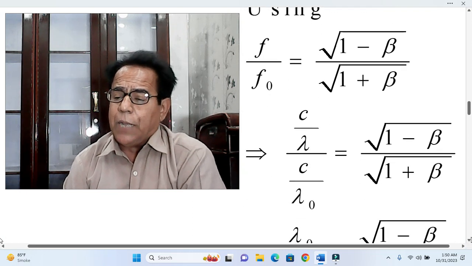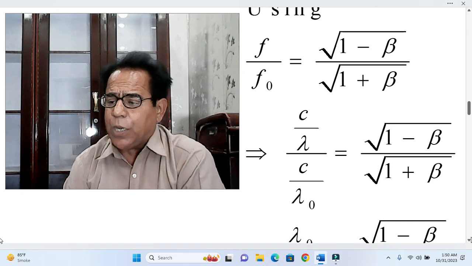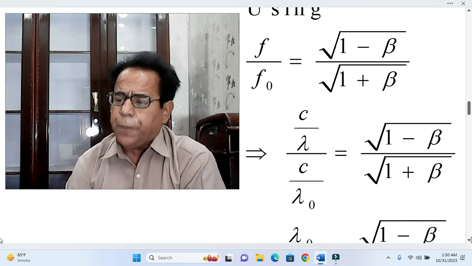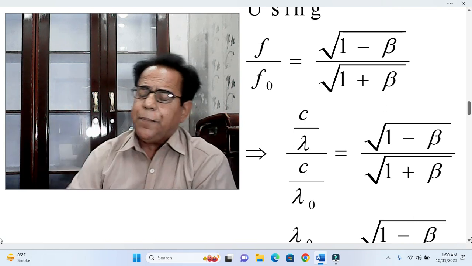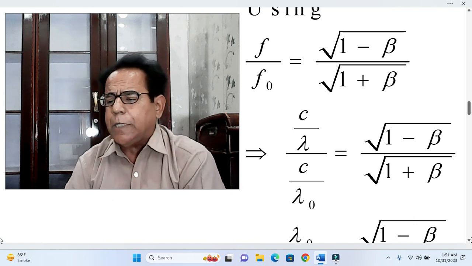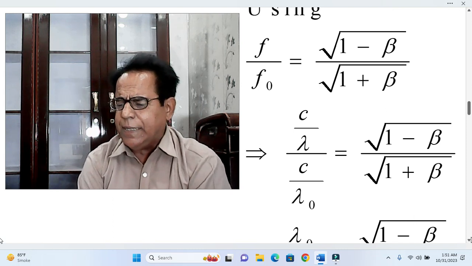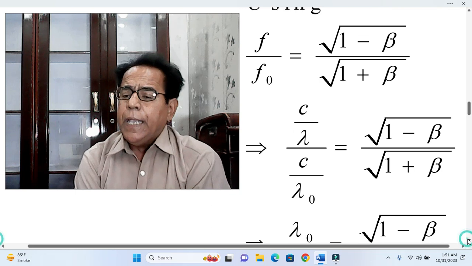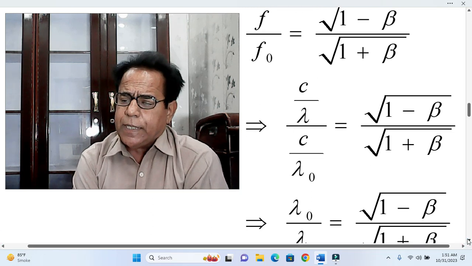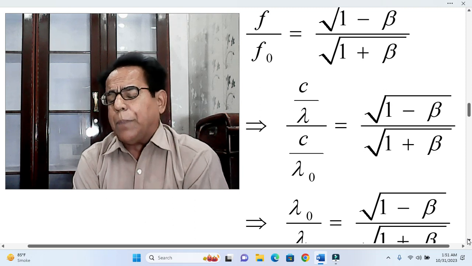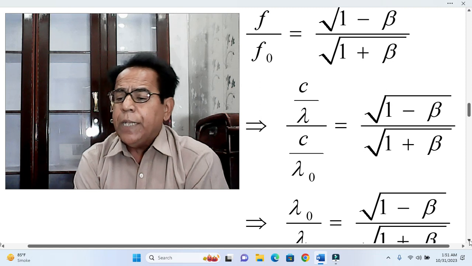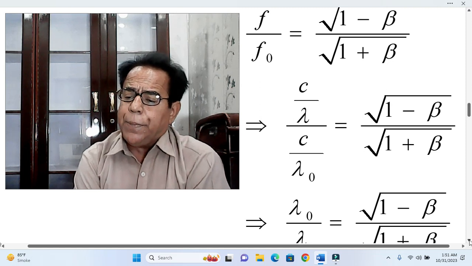Using f over f naught equal to square root of 1 minus beta over square root of 1 plus beta, we can combine these in a way that the whole square root is of 1 minus beta over 1 plus beta; it does not make any difference. Anyhow, dear students, we know that frequency and wavelength are reciprocal of each other. f is equal to c over lambda. So in place of frequency f and f naught, we are using c over lambda and c over lambda naught.